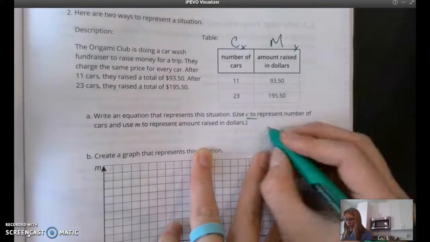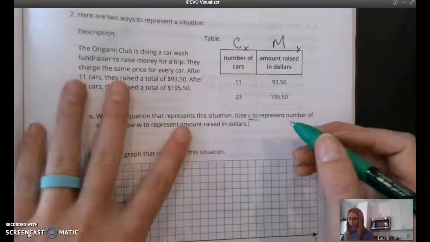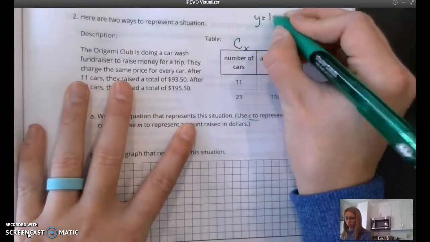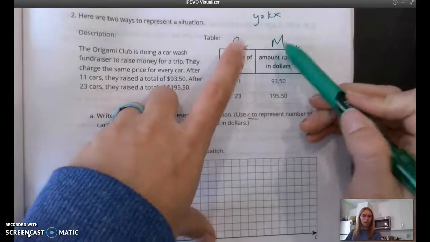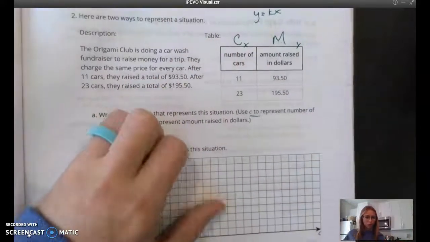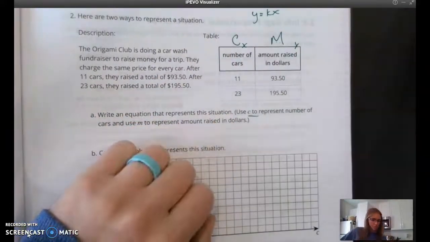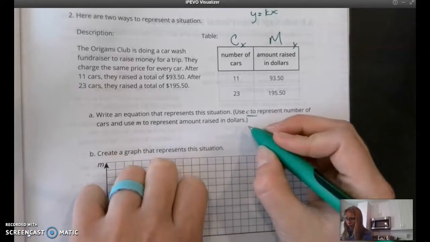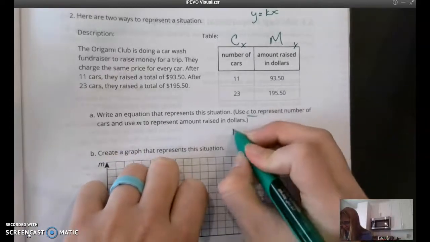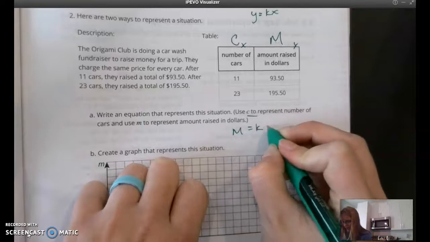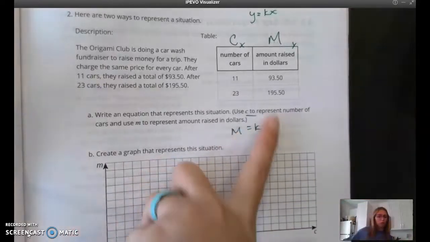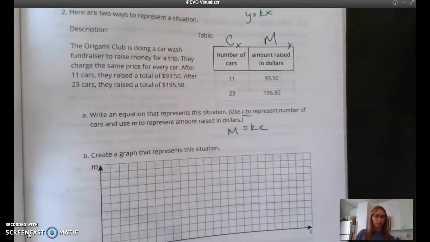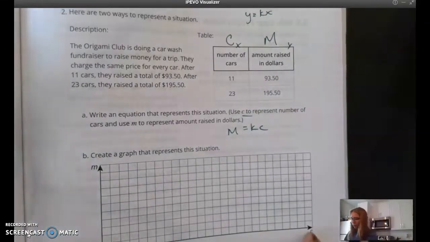So we're going to use our normal equation that we've been using, which is y equals kx, but we're going to plug in the letters that they want to use to represent this equation. So our equation would then be m equals kc. So I literally just put the letters in for their new letters, okay? All right.